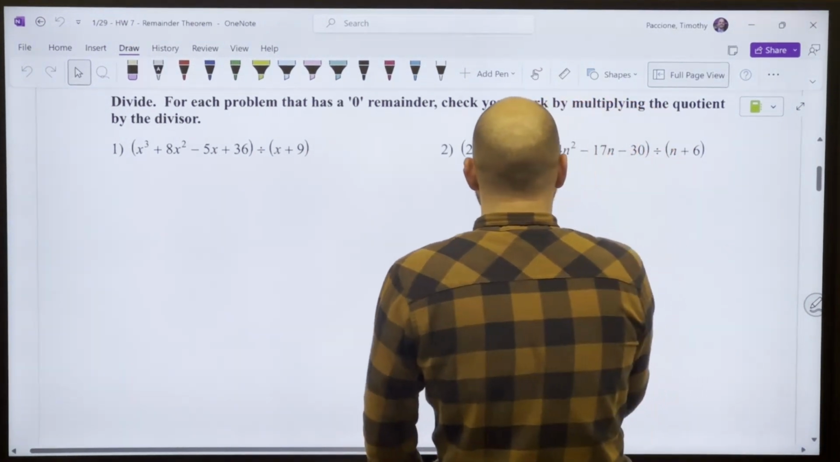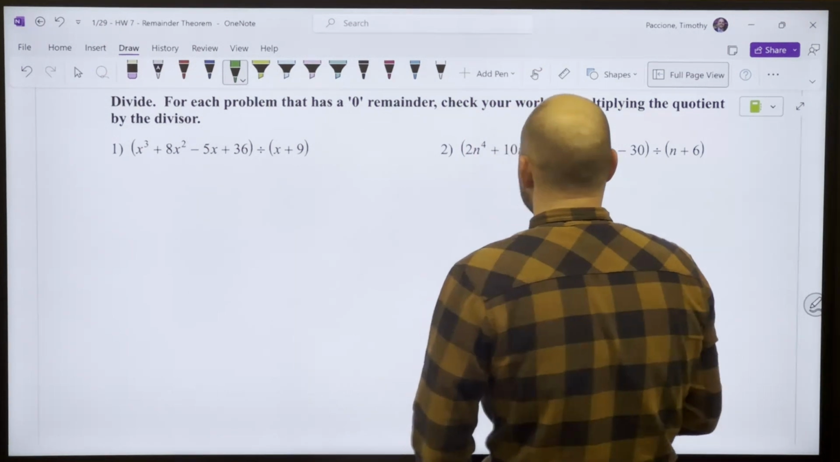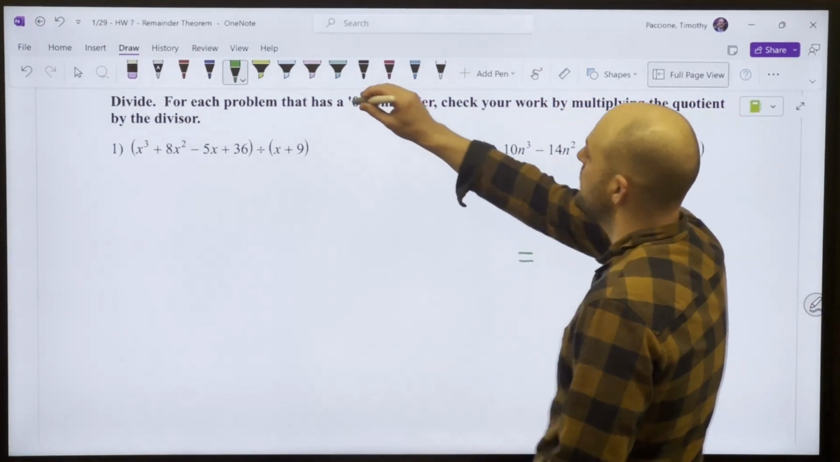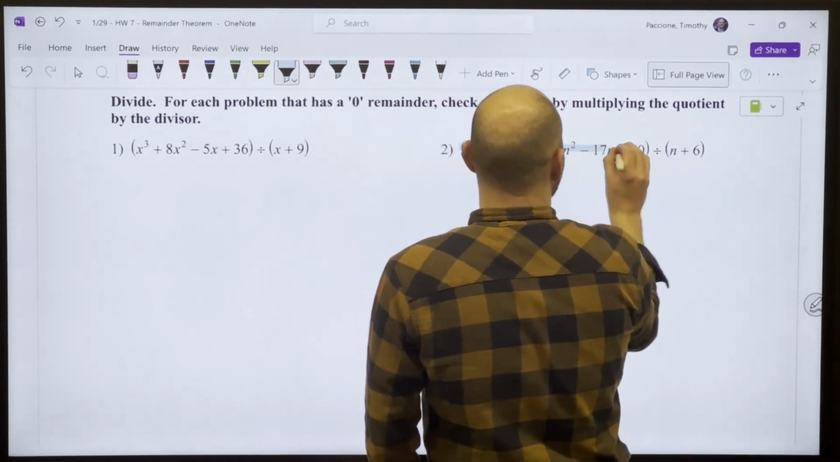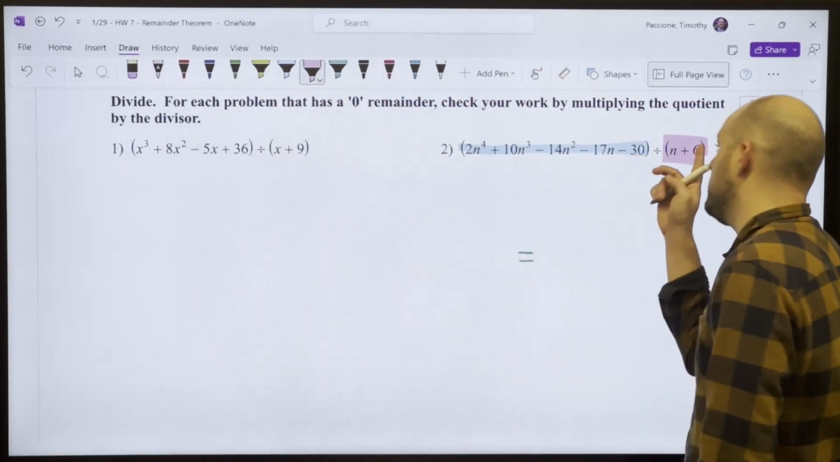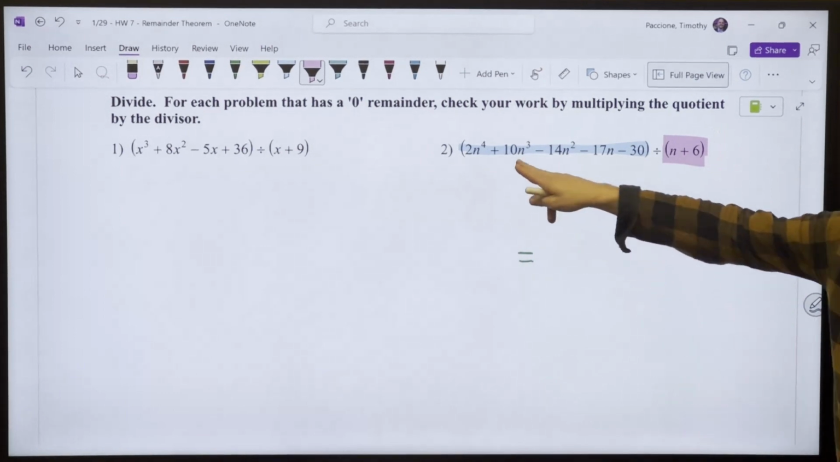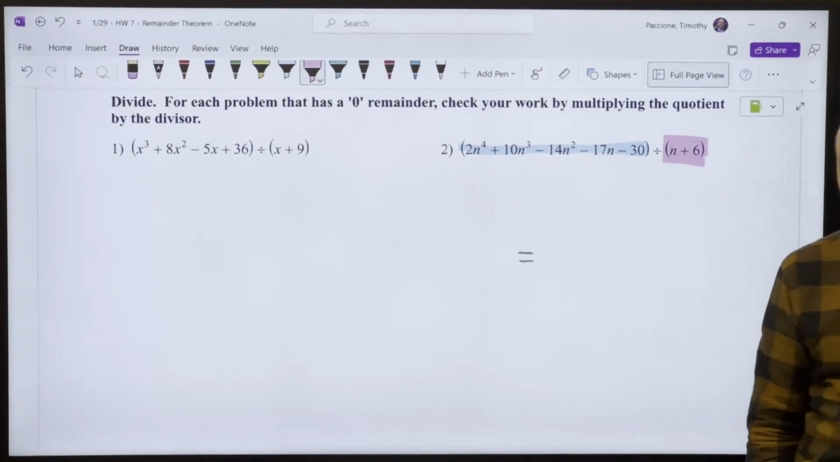Now, I won't go through this problem. Can somebody give me the answer, though? For number 2. So this, remember, this divided by that, right? You can think of it as a fraction where you put it underneath, or you could see it written that way. What is that divided by that? Can somebody give me what they got?